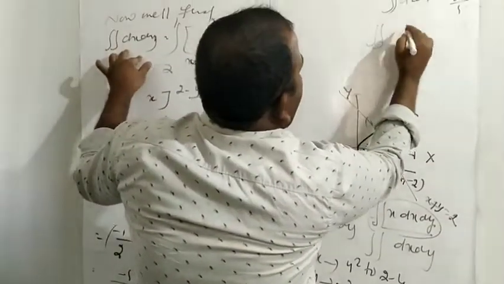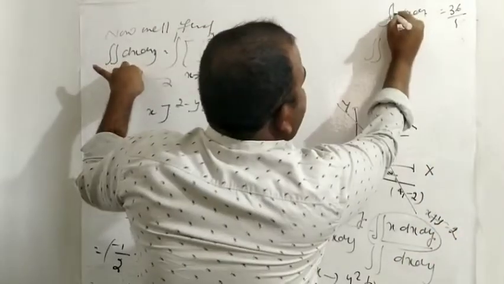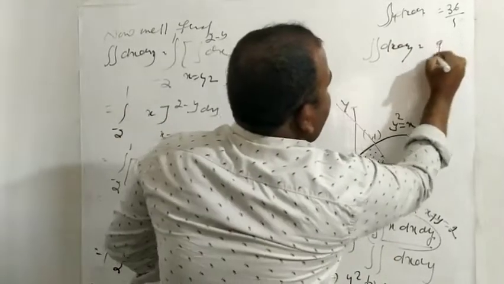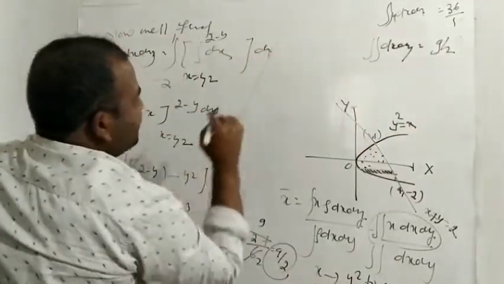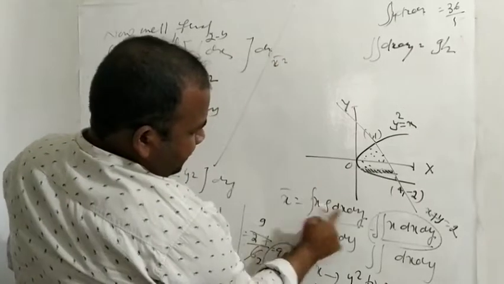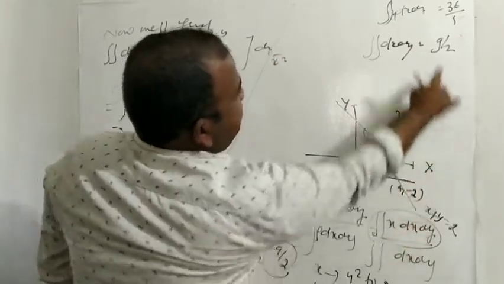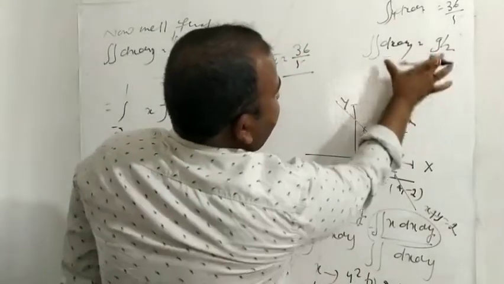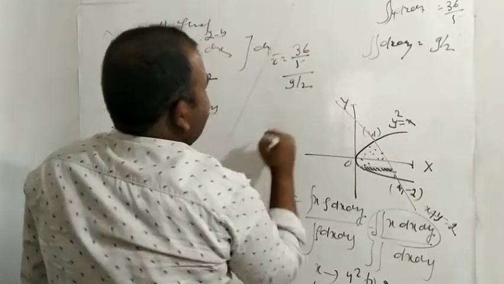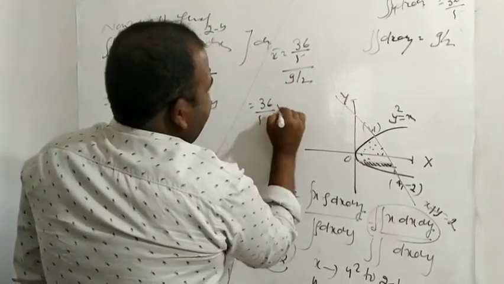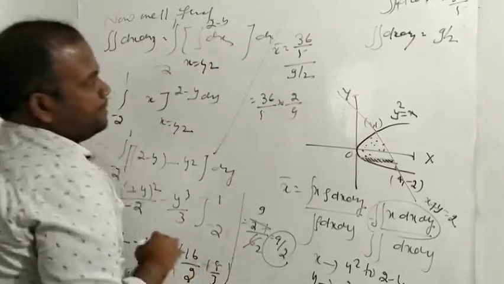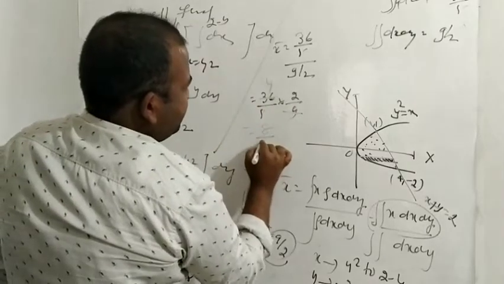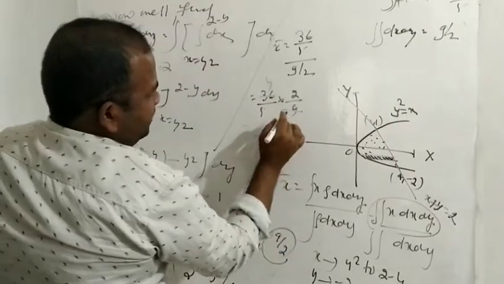Integration of this is x dx dy, and this is dx dy equals 9 by 2. Now what is the value of x bar? x bar equals x dx dy upon dx dy. x dx dy, that is 36 by 5, upon dx dy equals 9 by 2. So this is 36 by 5 into 2 by 9. 2 per 9, 9 into 4. So this is 8 by 5.